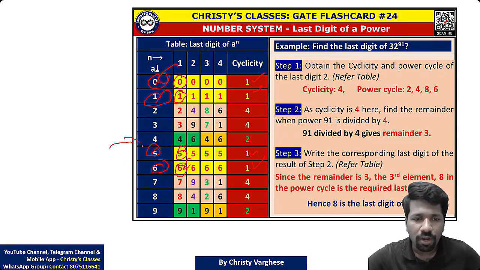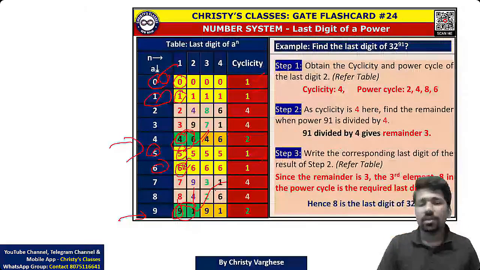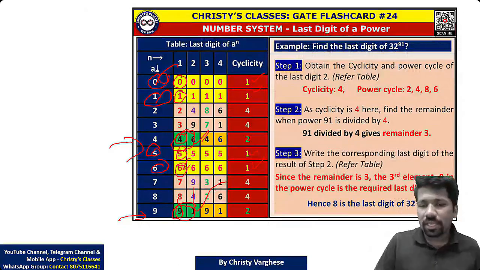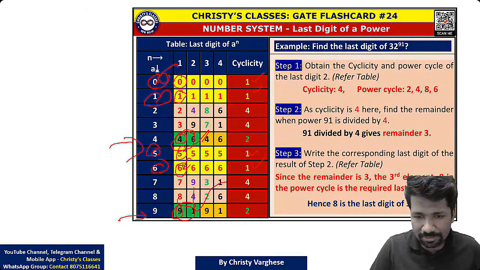Now 4 and 9 का power cycle में 2 elements है. 4, 6 here, 9, 1. 2 elements है तो power odd है या even है check करना है. Odd है तो first answer, even है तो second answer. That is a basic theory. Hope all of you remember this. Any doubts? Please ask. If there are any doubts, please ask.